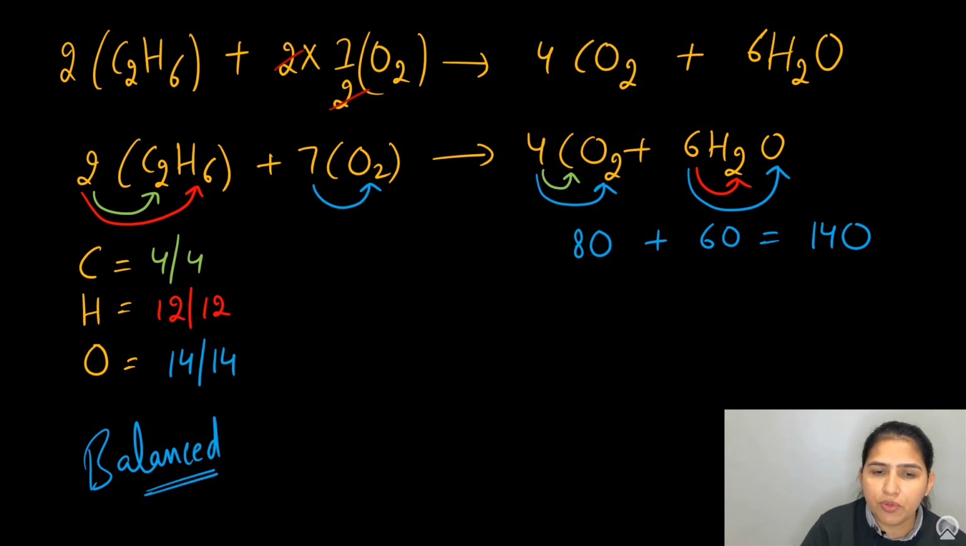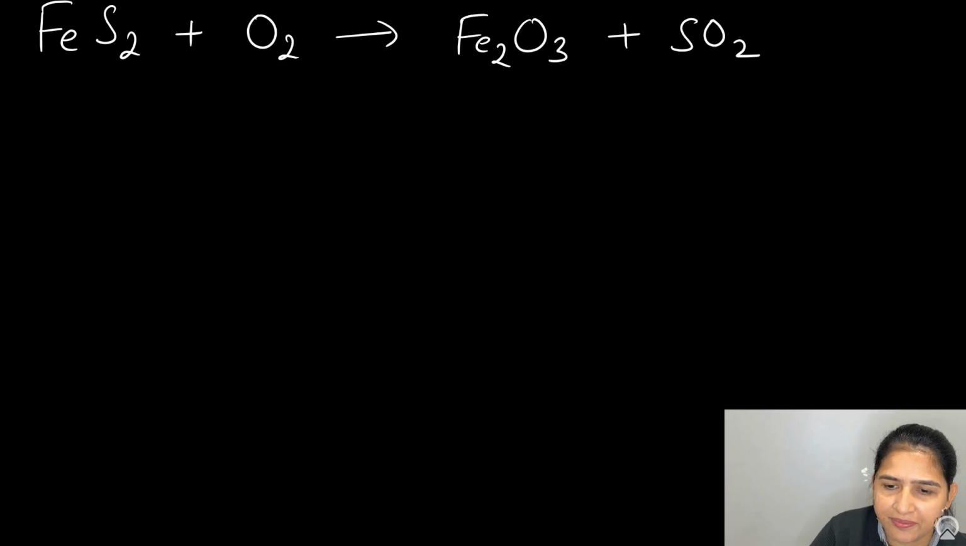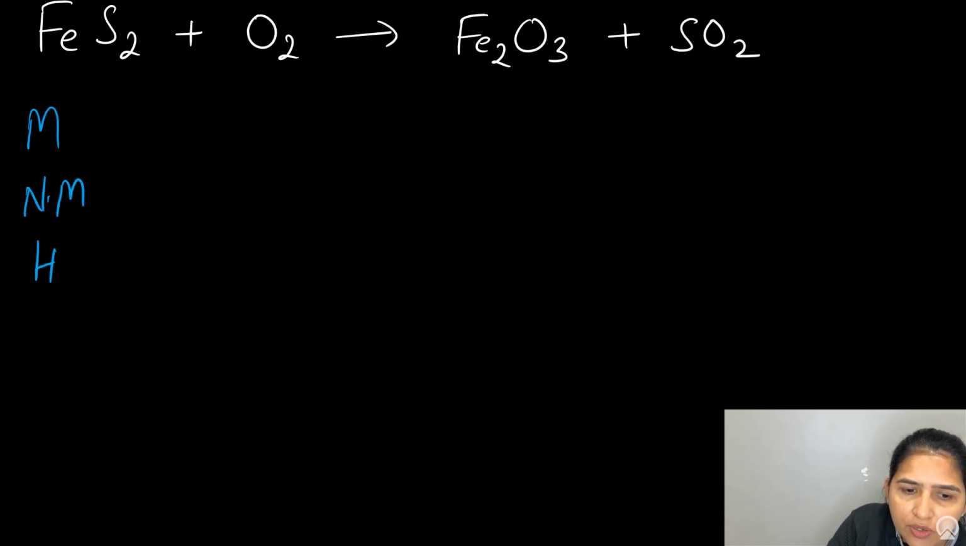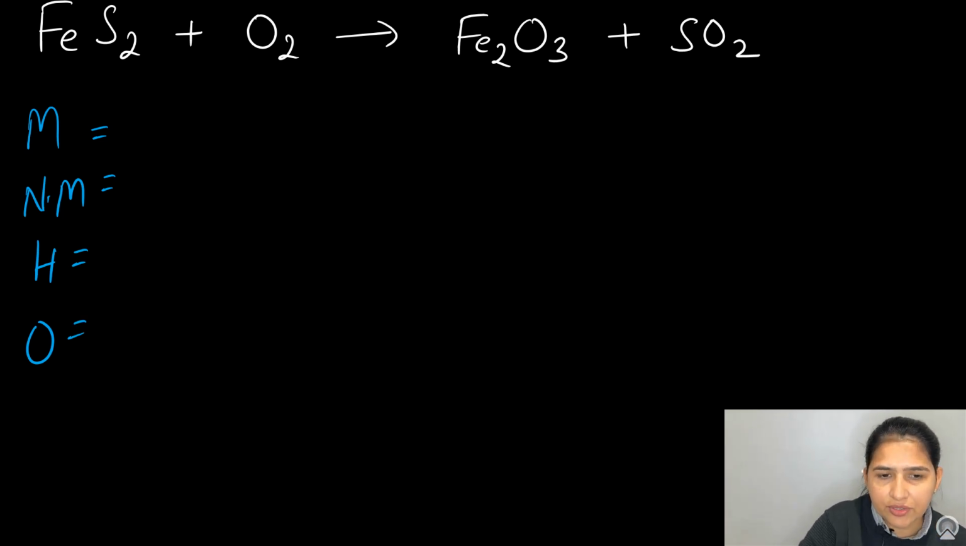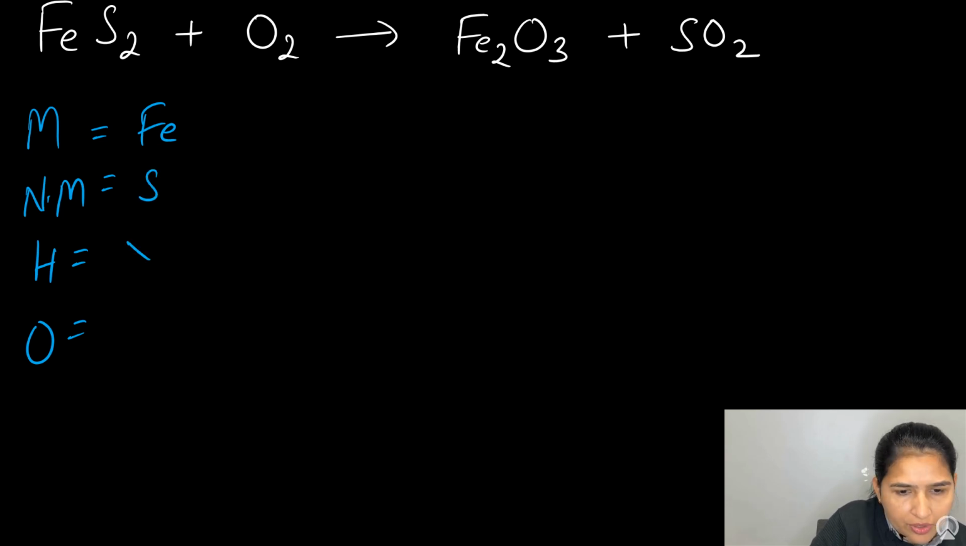Now to make it more precise, let's jump into the next example. Okay, so in the next example, we are having iron sulfide. Let's write down all the 4 steps that we know for balancing. Firstly, we will check metal, non-metal, and then hydrogen and oxygen. So as you can see, you are having metal, that's iron, non-metal sulfur, and we don't have any hydrogen, so we are going to skip this step.